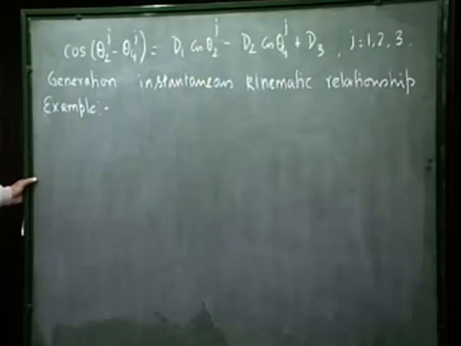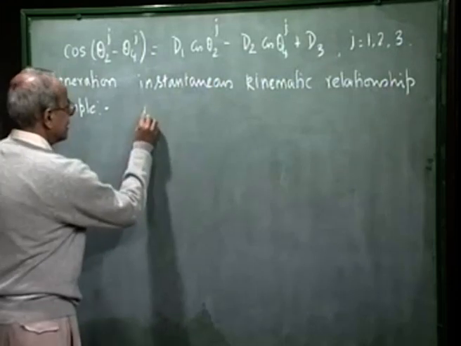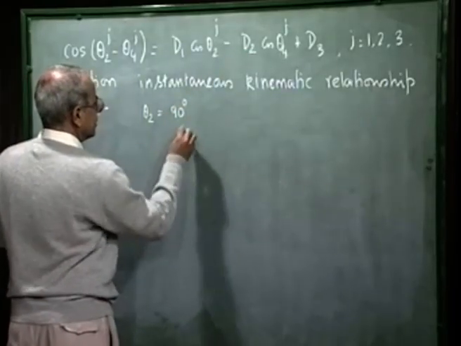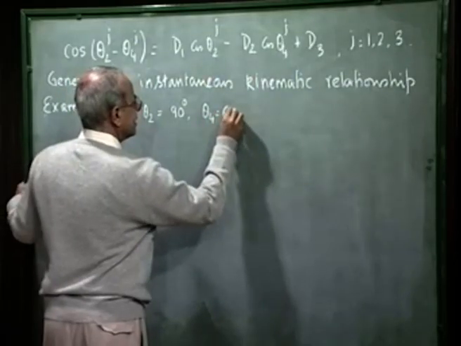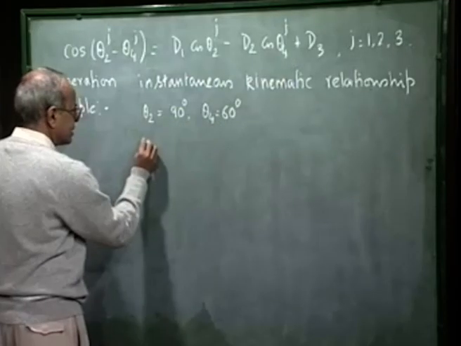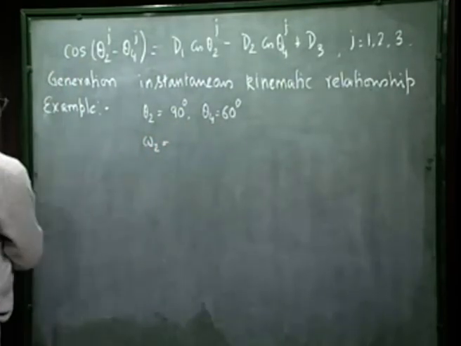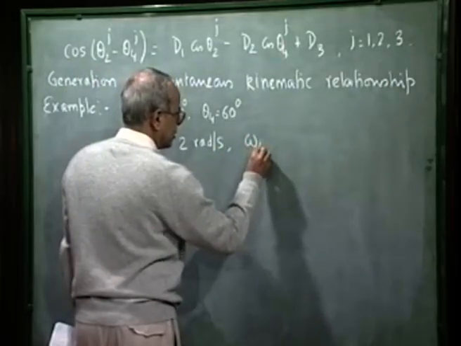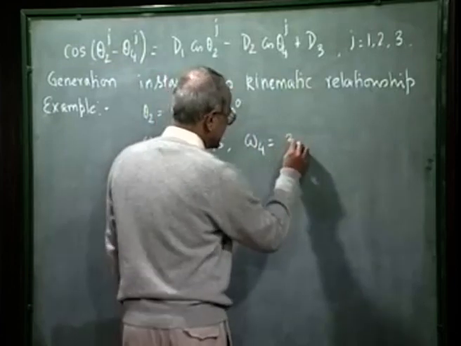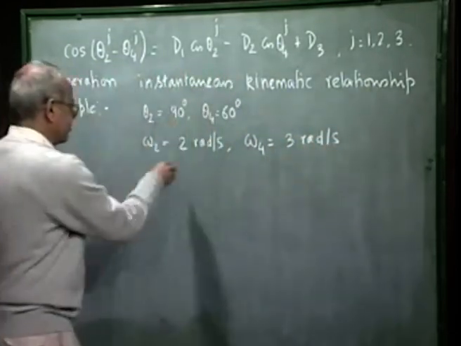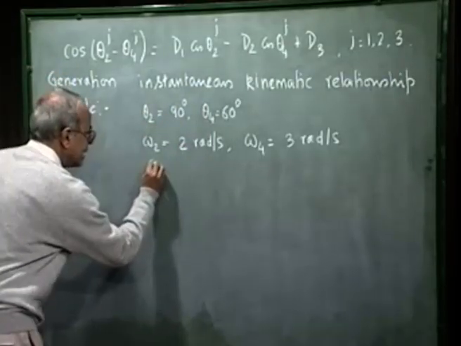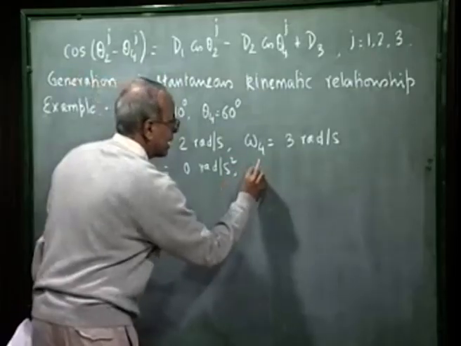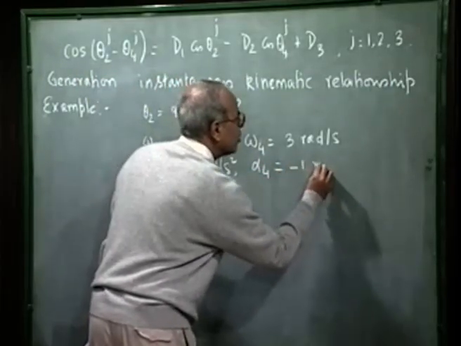let us use this Freudenstein's equation to design a 4R linkage such that theta 2 is 90 degree, theta 4 is 60 degree, and at this configuration omega 2 is 2 radians per second, and at this configuration omega 4 is 3 radians per second, and at the same configuration, that is theta 2 equal to 90 degree and theta 4 equal to 60 degree, angular acceleration of link 2 is 0, but angular acceleration of the output link is say minus 1 radian per second squared.